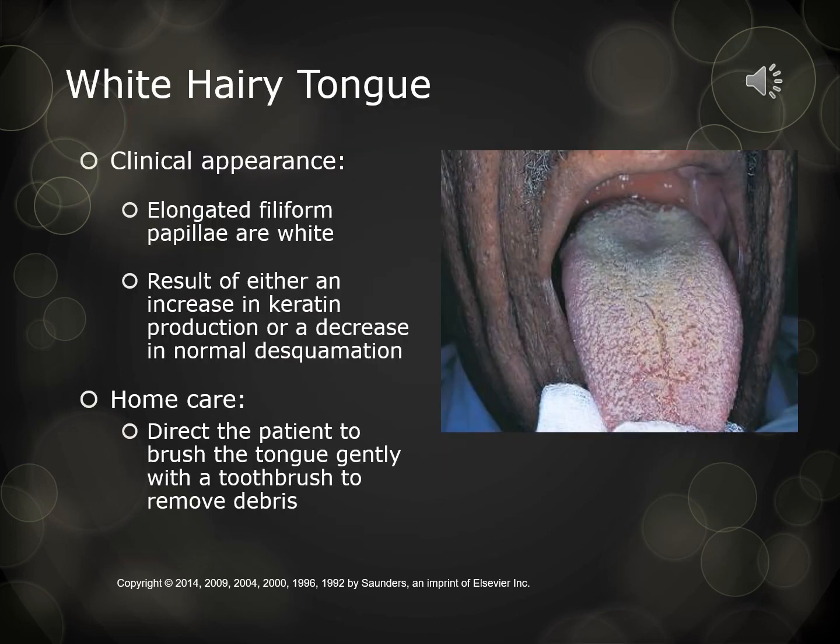The white hairy tongue has the clinical appearance of elongated filiform papilla, which are white. It results either from an increase in the keratin production or a decrease in normal desquamation, which is the peeling away of tissue. The home care is to direct the patient to brush the tongue gently with a toothbrush or use a tongue scraper to remove the debris.